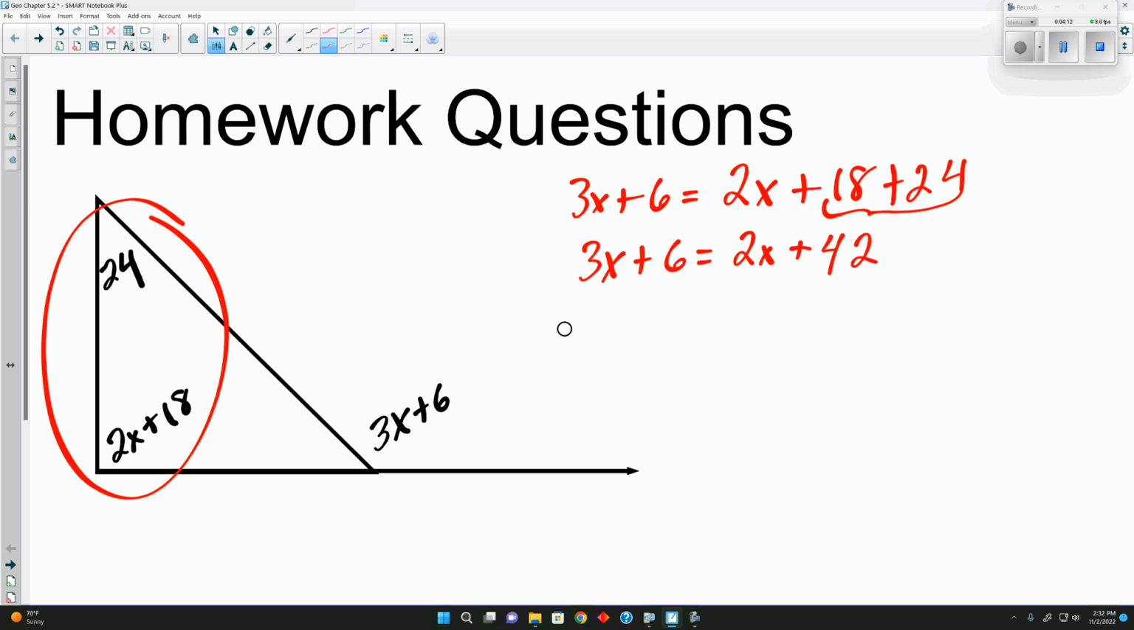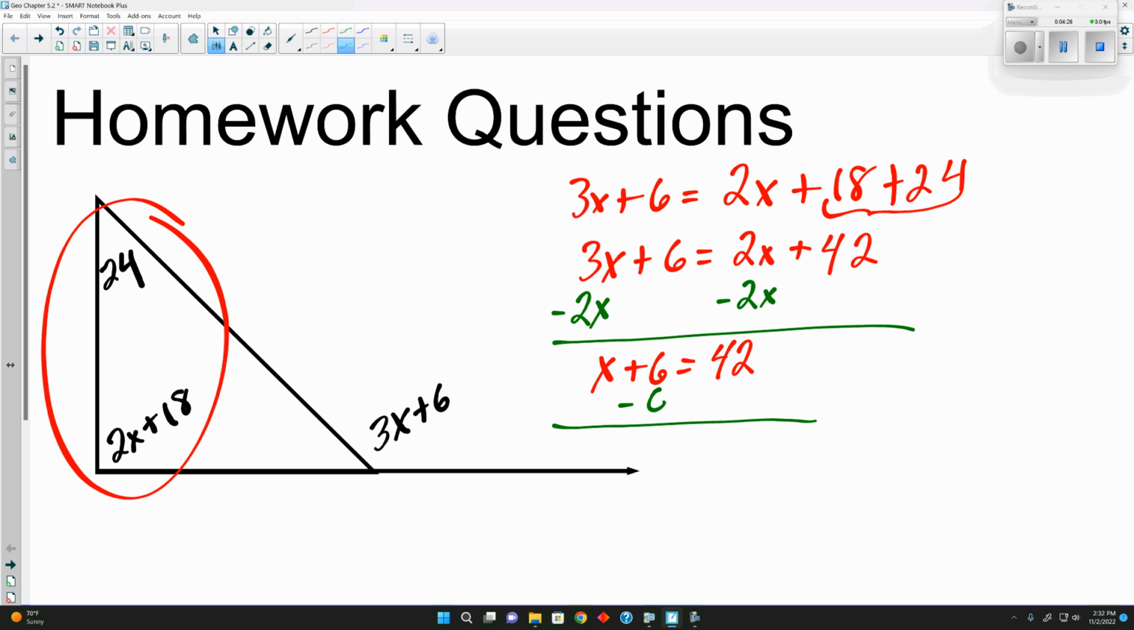Yeah. So at this point here, we can subtract 2x from both sides. And then 3x minus 2x is x, plus 6 is equal to 42. Oh yeah, I was doing it way wrong then. I was all over the place. I was stressing. So the value of x is 36.